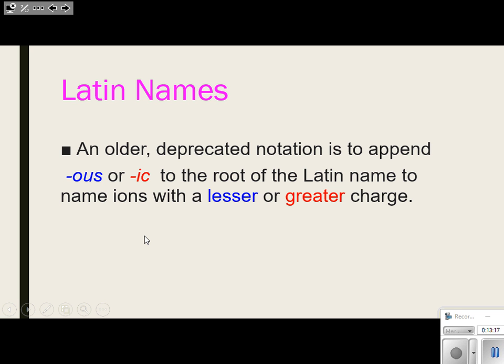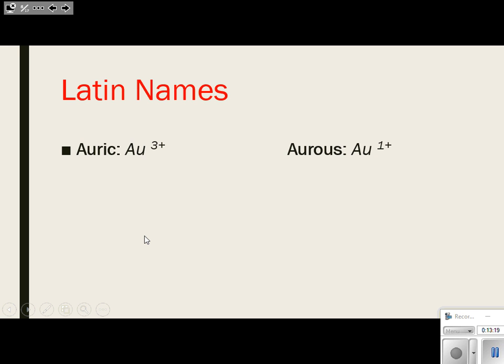All right, so these Latin names. Here is gold, Au, auric and aurous. Plumbic, plumbous. So I can see that the IC tells me it's the higher one. The OUS tells me it's the lower one.